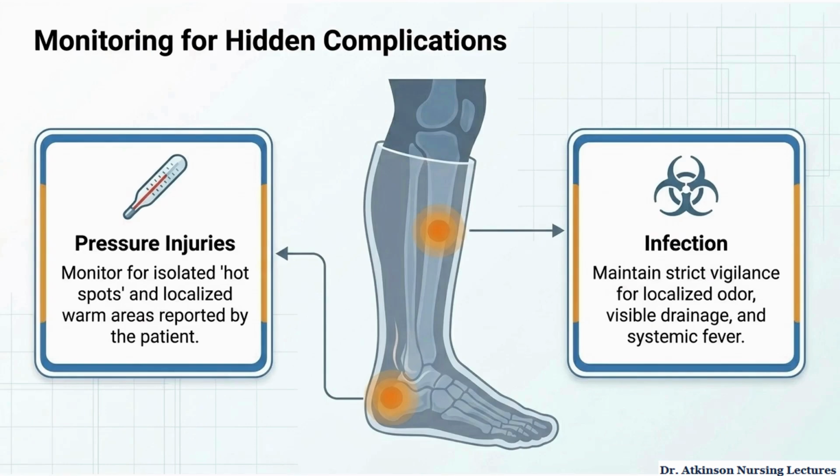Pressure injuries and infection are serious complications that can develop beneath casts and remain hidden until symptoms worsen. Localized burning heat or pressure under the cast may indicate skin breakdown over bony prominences and requires immediate assessment. Foul odor, drainage, or fever are warning signs of possible infection, especially after open fractures or surgery. Patient reports of unusual pain, odor, or burning under a cast should never be ignored.